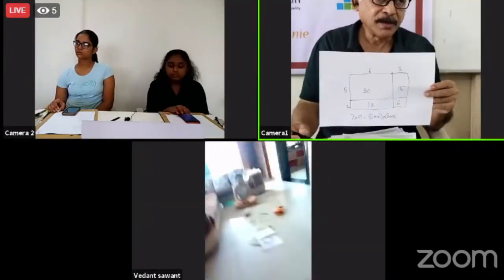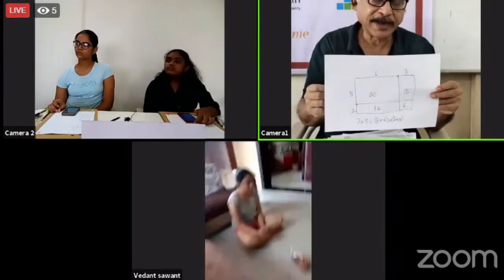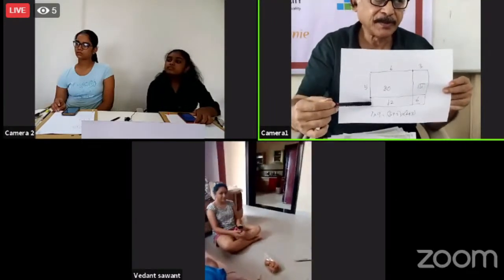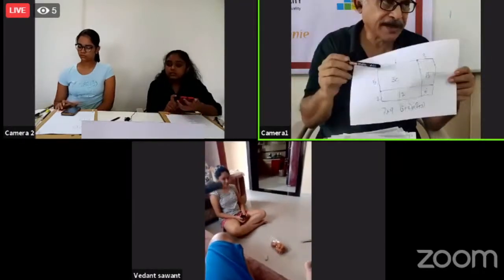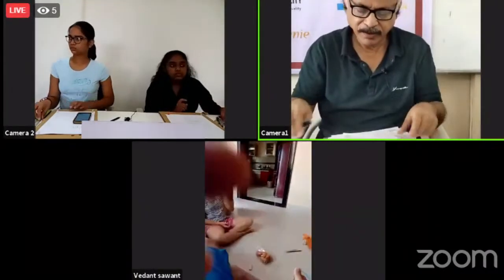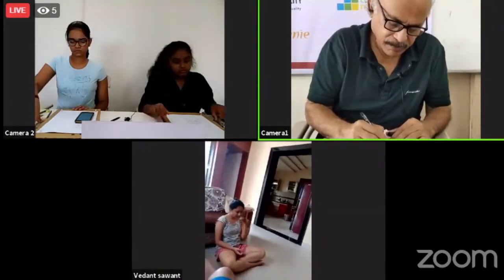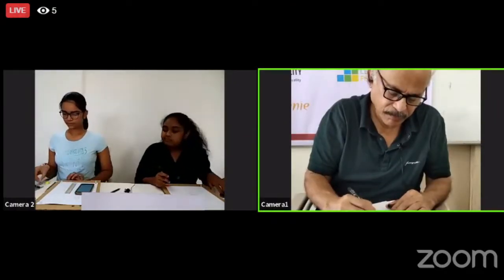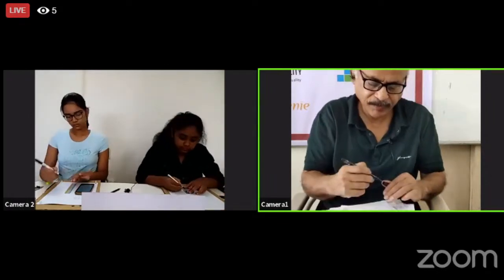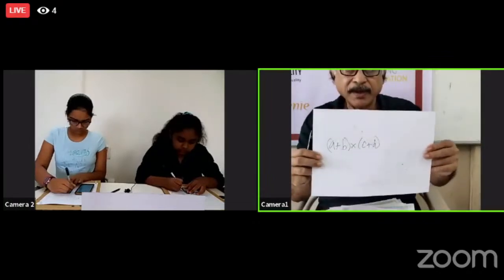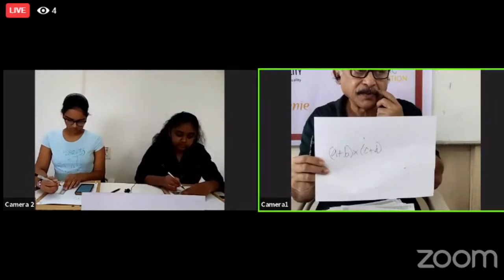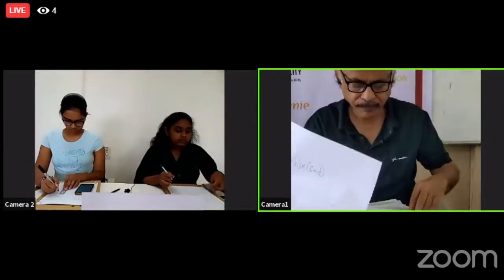Now, I'm going to ask you to draw a similar rectangle for A plus B multiplied by C plus D. So please draw a rectangle for A plus B multiplied by C plus D. Do this as a rectangle.